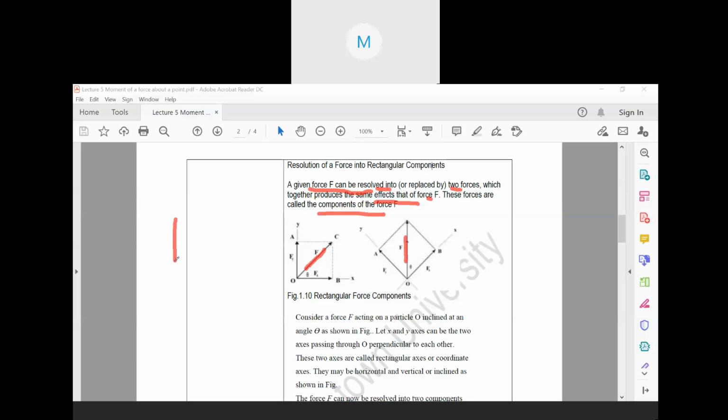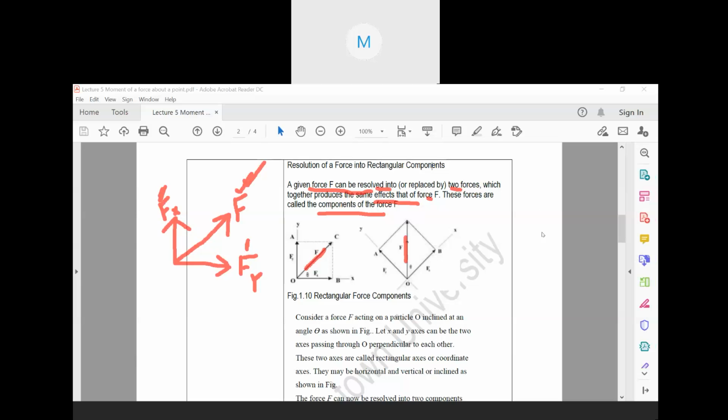Now if you see here, last class we discussed like this. Suppose this is the force. If this is the main force F, then this force can be divided into two components, Fx and Fy. If you combine these two forces, Fx and Fy, then it will come out to be F. This is the basic concept.